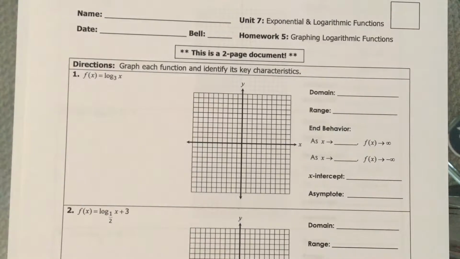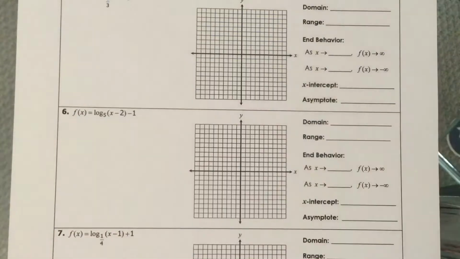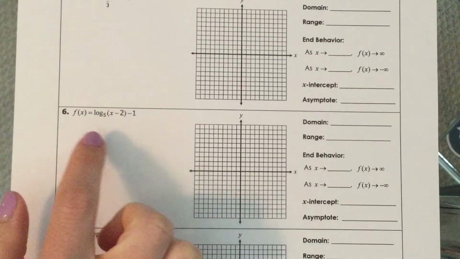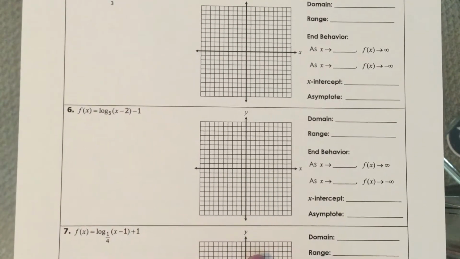Homework 5 is on graphing logarithmic functions. So I'm actually going to start with one that's on the second page because I want to do one that has a couple of different transformations. So I've chosen number 6 to do for you guys. This one has a base of 5. It's got a couple of transformations happening here.